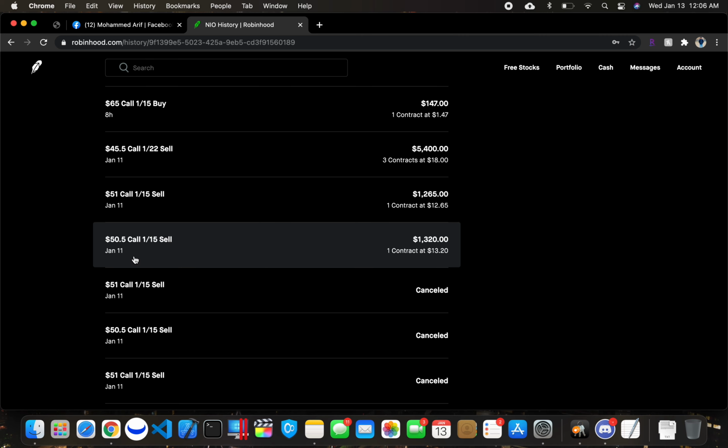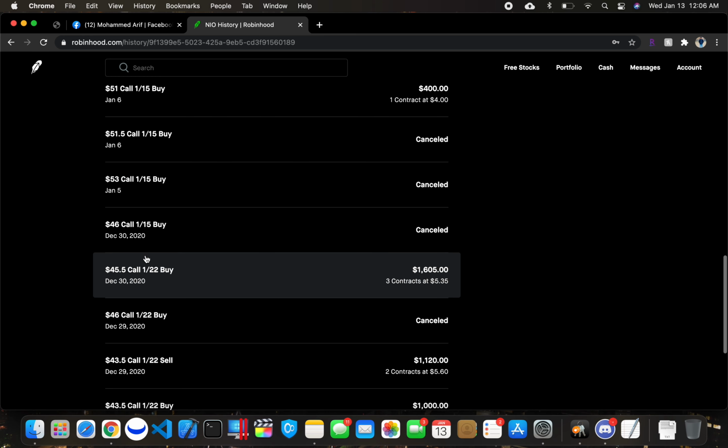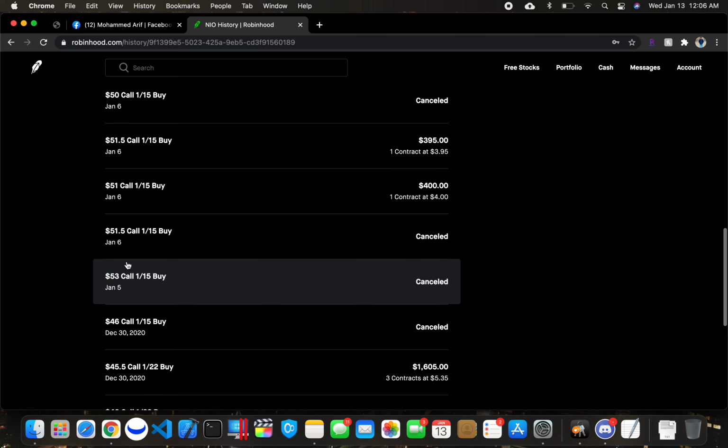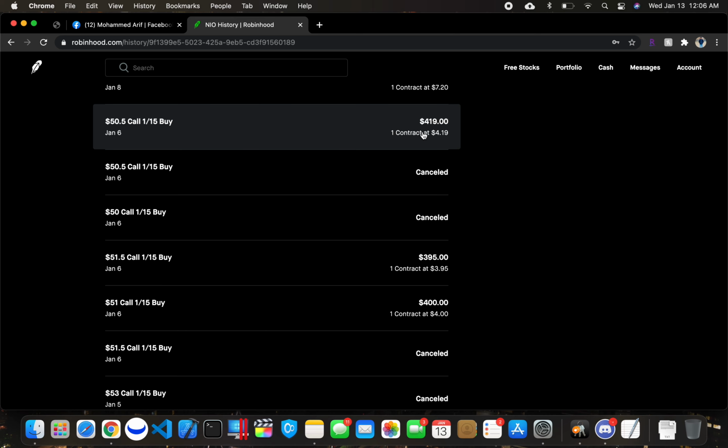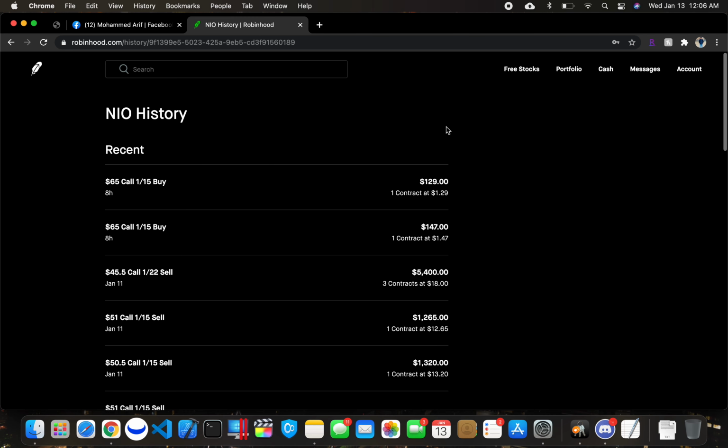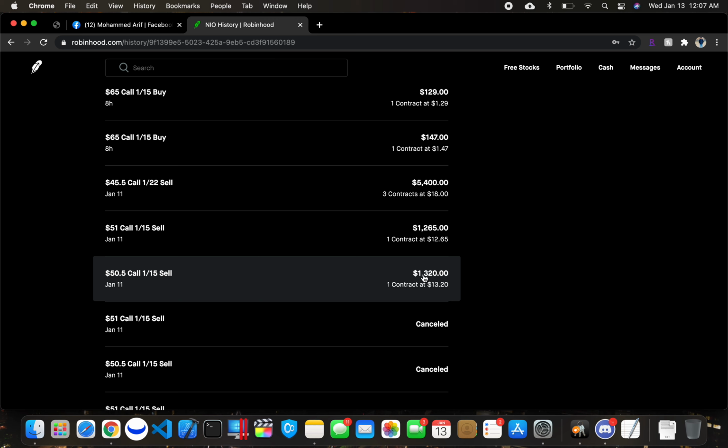So on January 11th, you can see that I sold all of my NEOs because of the NEO news and everything that was going on. There was a lot of hype. So if you look at my previous cost for $50.50, which was the 15th, you can see $50.50. If we go down here, $50.50, which is right around here. Yeah. So I paid $419 and I sold that contract for $1,320.